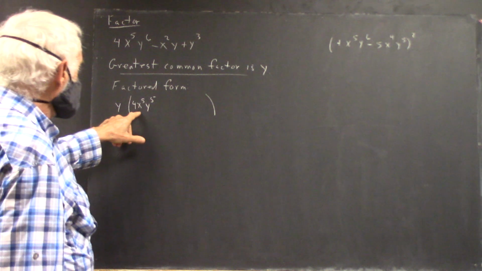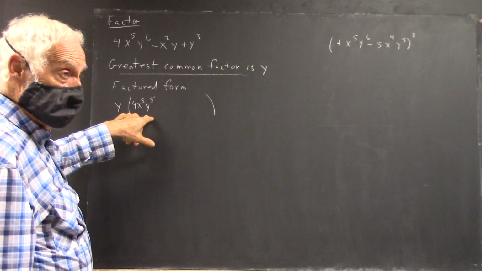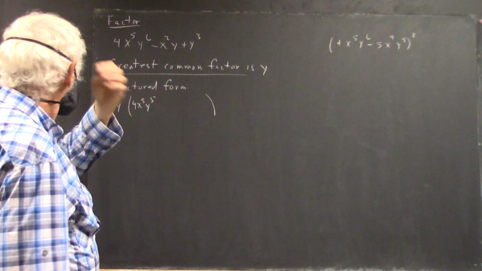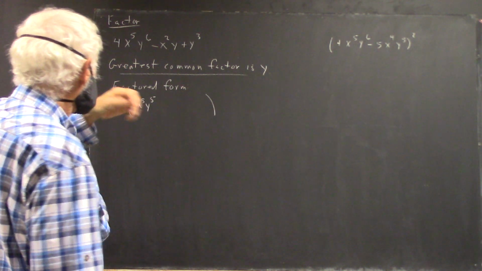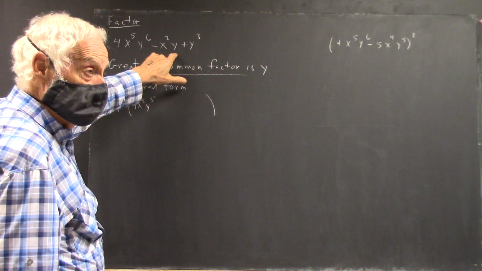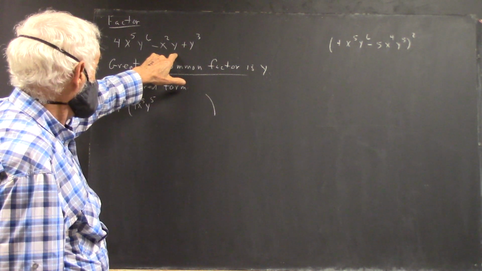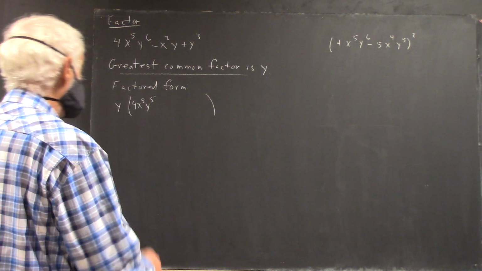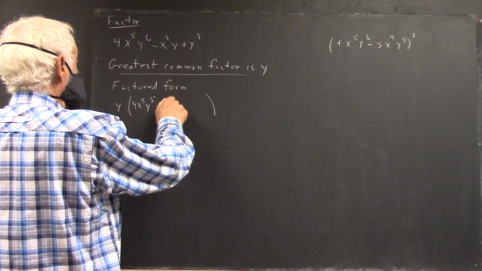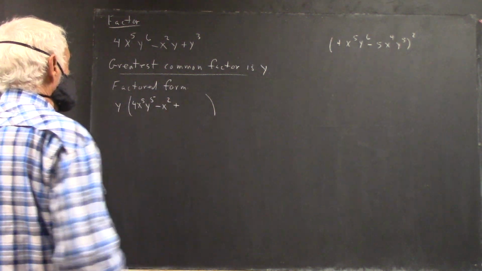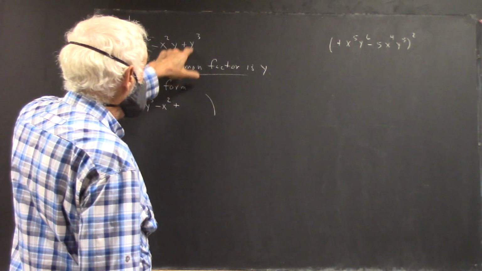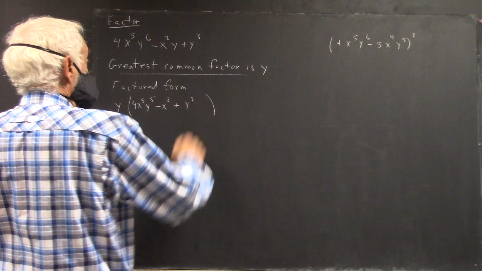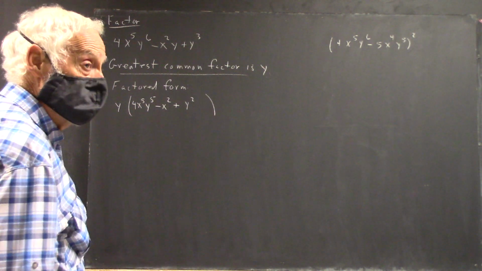Multiply y by 4x to the 5th, y to the 5th, then we're going to get a y to the 6th, aren't we? Okay? And what would we multiply by y to get this expression? Well, it'd just be plain old negative x squared, right? And minus x squared. And what do we multiply by y to get y cubed? Well, that's obviously y squared. That's all there is to this one.